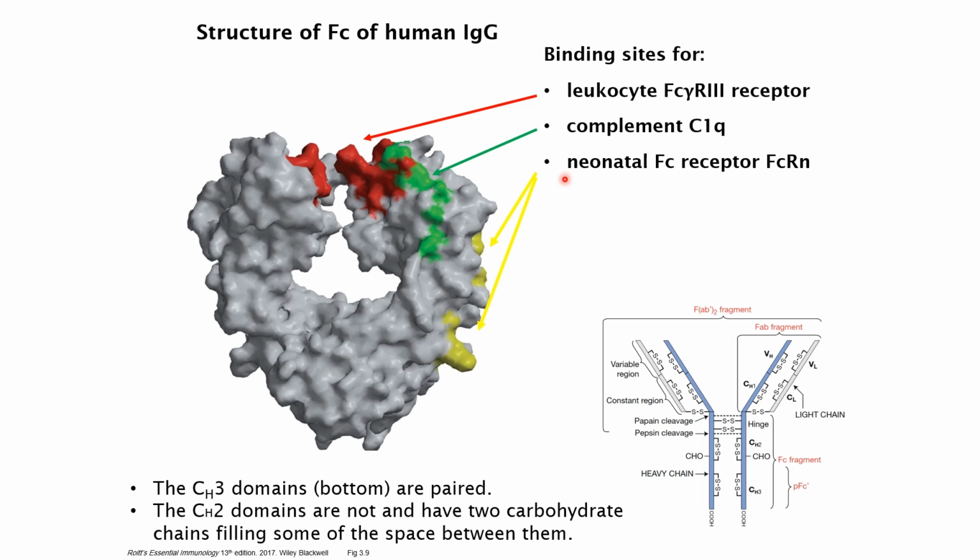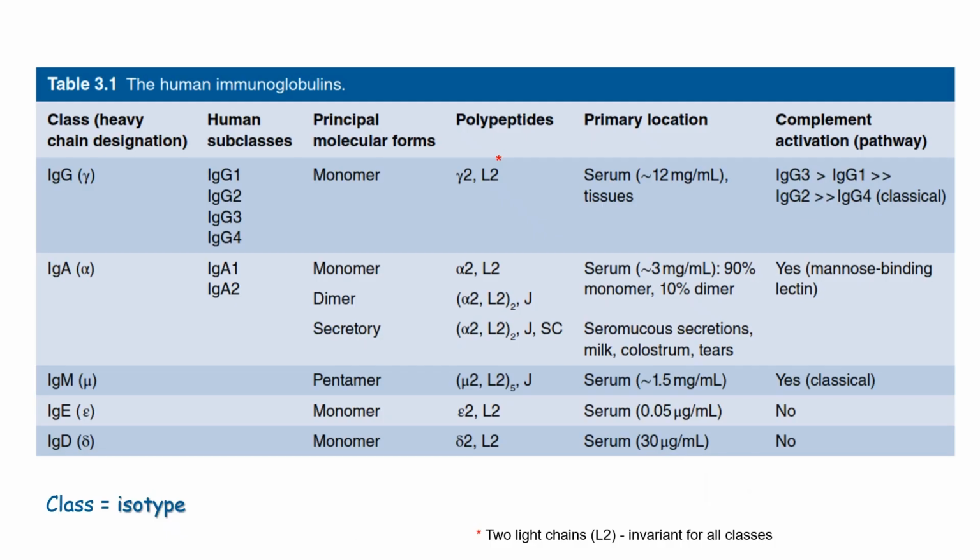I mentioned the classes. Here we've got an IgG, but let's look at the various different classes on this table. We have IgG, A, M, E, and D. Remember that if we refer to the polypeptide or the gene, then we use the Greek letters. So instead of G, gamma, and then alpha, mu, epsilon, and delta. That comes in when we look at the individual polypeptides: gamma, alpha, mu, epsilon, delta.